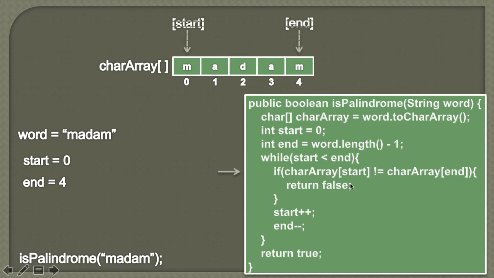So these two characters, we are checking whether they are equal or not. If they are not equal, we can straight away return false, meaning the string is not a palindrome string. But here if you see, m is equal to m, therefore the condition in the if block comes out to be false.